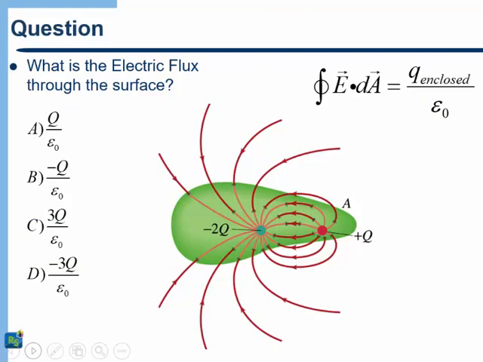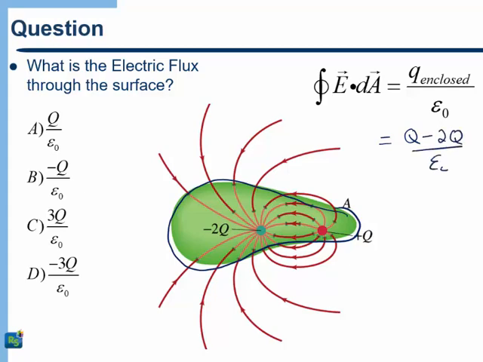Here's a question for you. What's the electric flux through the green surface? Go ahead, pause the video, and answer the question. Okay, well, we've got this green blob of a surface here, and we can see that it encloses two different charges. It has a charge of plus Q, and it has a charge of minus 2Q. Divide that by epsilon naught. The flux is negative Q over epsilon naught. And so the correct answer is B.